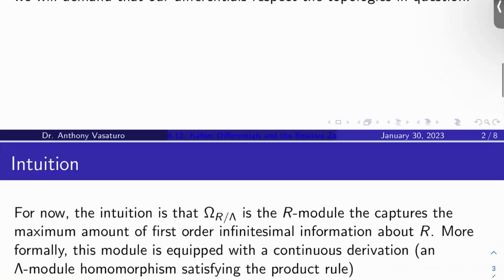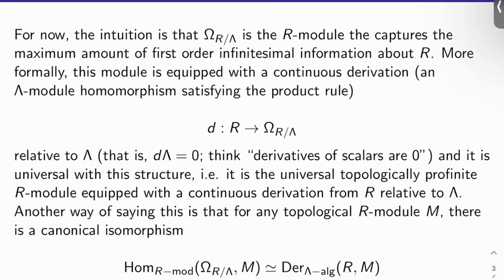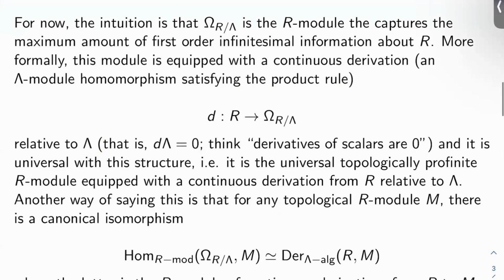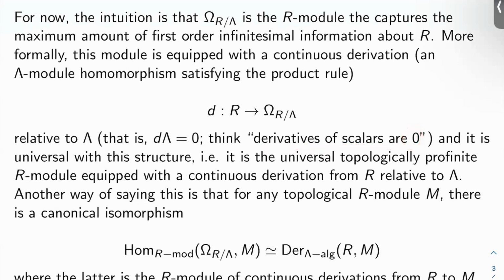Okay. So intuitively, though, what is this module? It's the R module that sort of captures the maximum amount of first order infinitesimal information about the ring R. So more formally, this module is equipped with a continuous derivation, which is a lambda module homomorphism satisfying the product rule. We'll call that map D from R to omega of R over lambda relative to lambda. So here, D lambda is 0. And the way I think of that is just derivatives of scalars are 0 from calculus class.